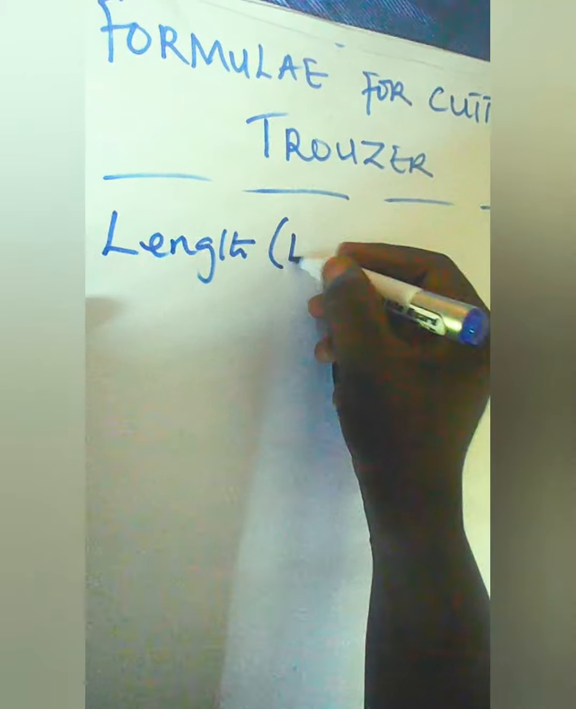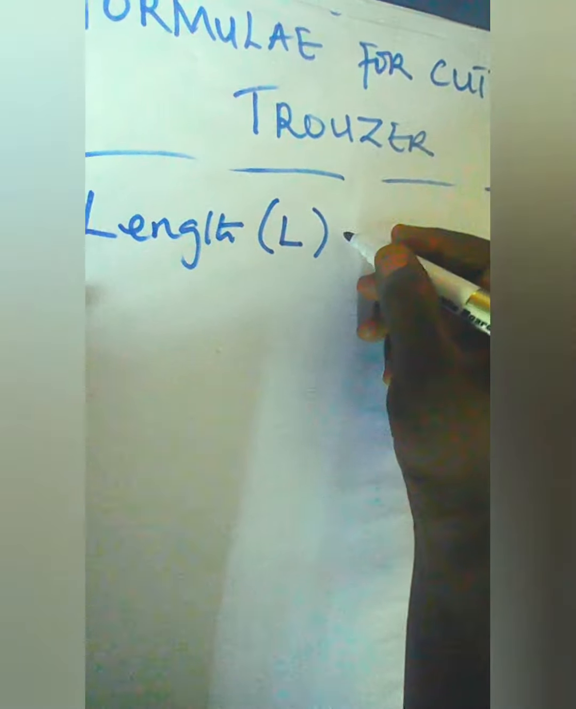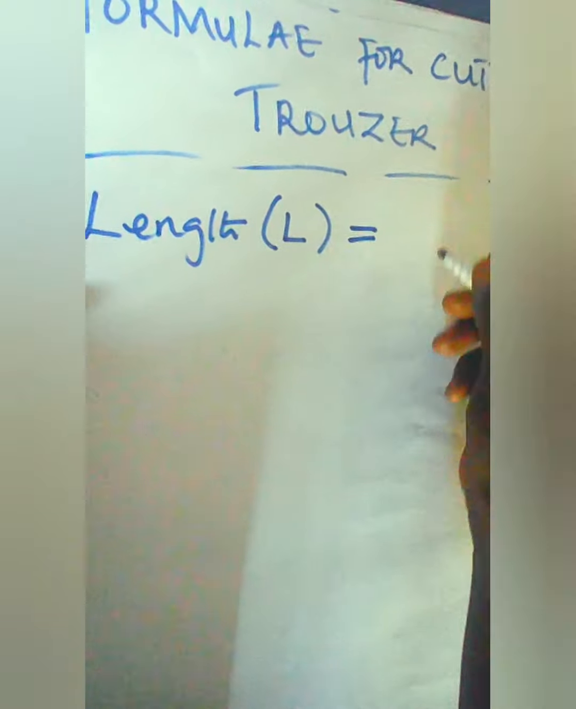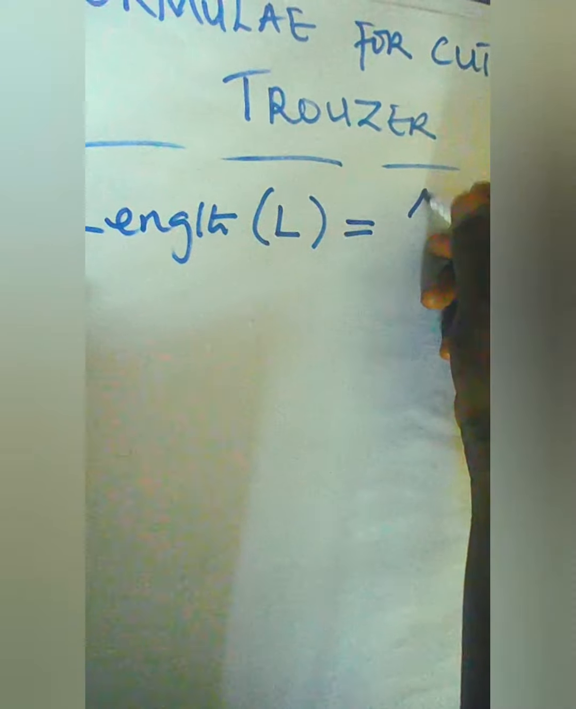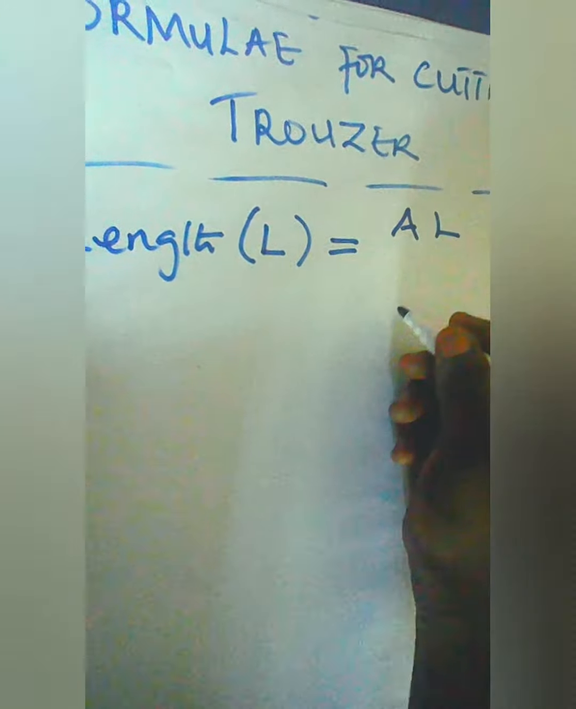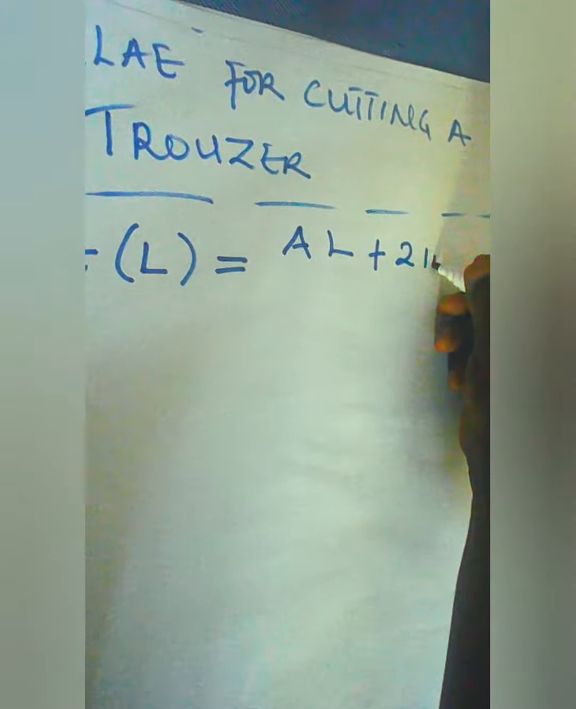in brackets L. L is a symbol for length. Okay, length is equal to actual length. The symbol for actual length is AL. Actual length plus 2 inches.